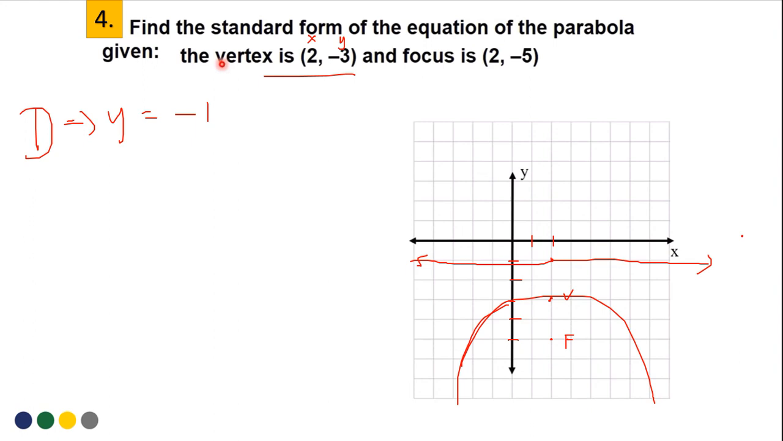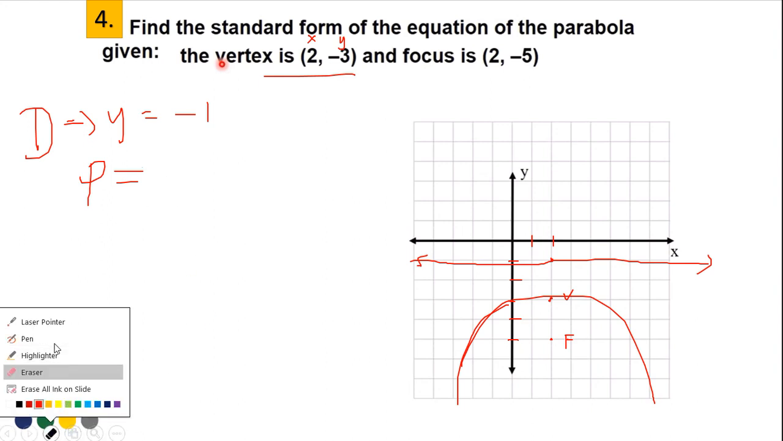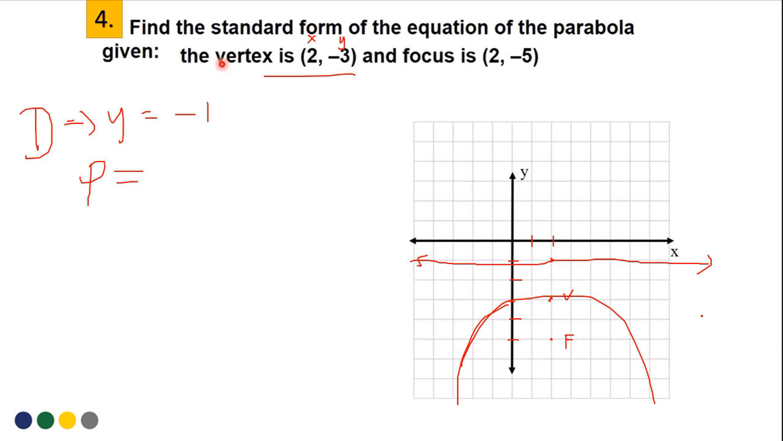And then the opening here is, syempre, sabi niyo, downward. Kasi kung nasaan yung focus, nandun yung opening ng graph. And since we're looking for the standard form of the equation, we're going to find first the value ng P. Ano yung value ng P? What is the value of P? Oh, madali lang kunin yung value ng P. Nandyan na, bilangin nyo lang, vertex to directrix or vertex to focus. 2, sir. Very good.